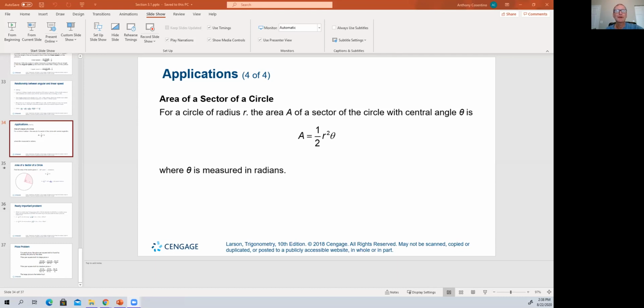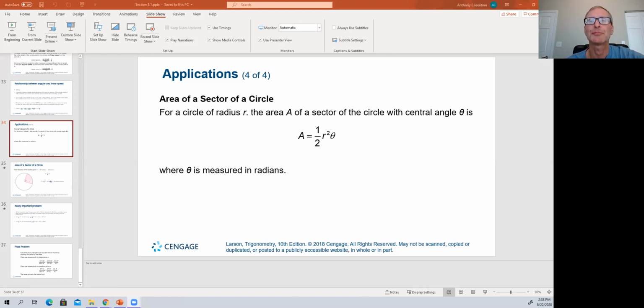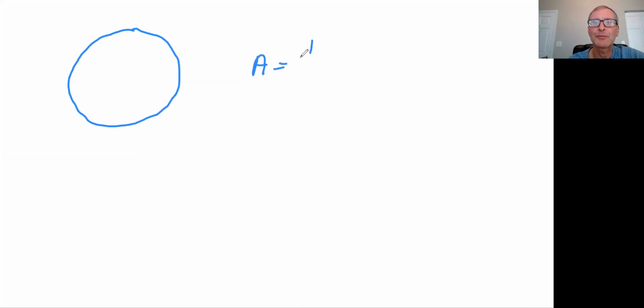And so if you take a look at this relationship real quick, say we have this circle. And we're saying that the area is 1/2 r squared theta. So when you do this, if you remember from your geometry days, the area of this circle was pi r squared.